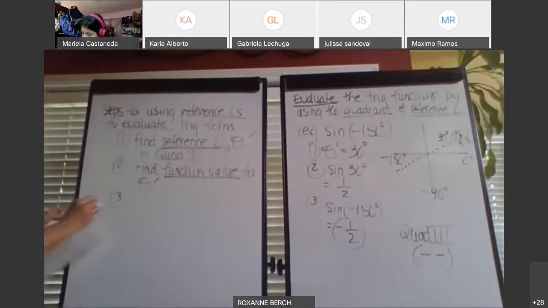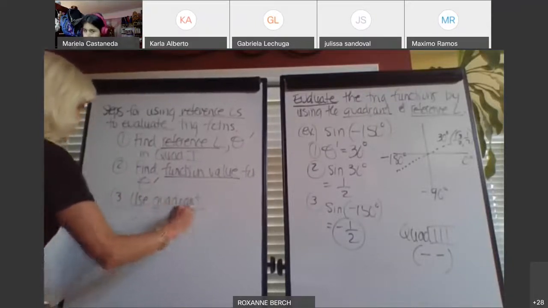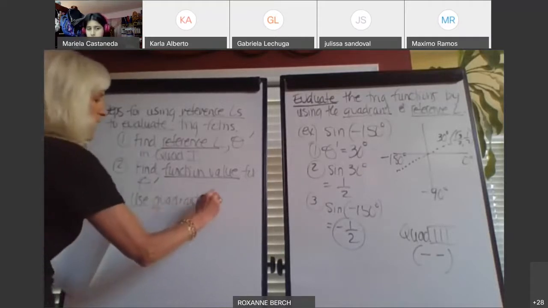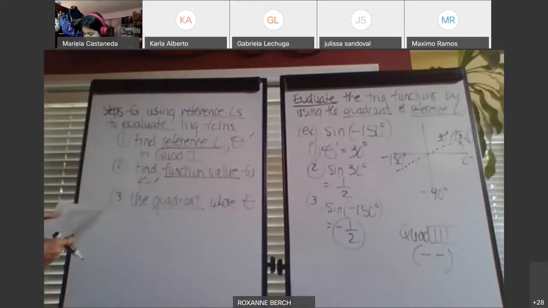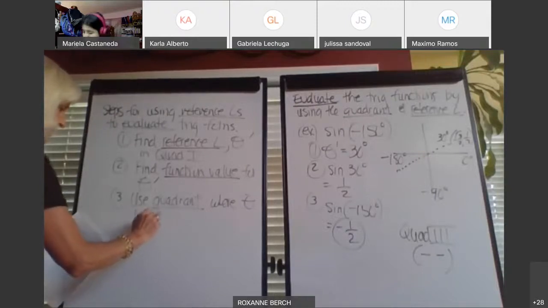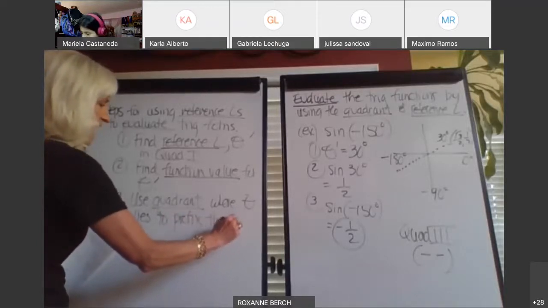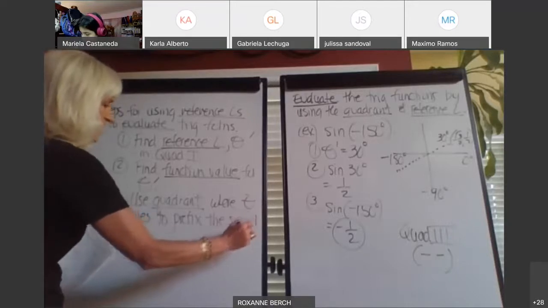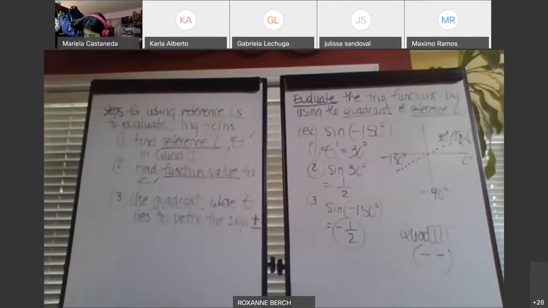The third step is to use the quadrant where theta, the original angle, lies to prefix the sign, plus or minus. So you're using the quadrant where the actual angle lies, its terminal side, to prefix the sign.